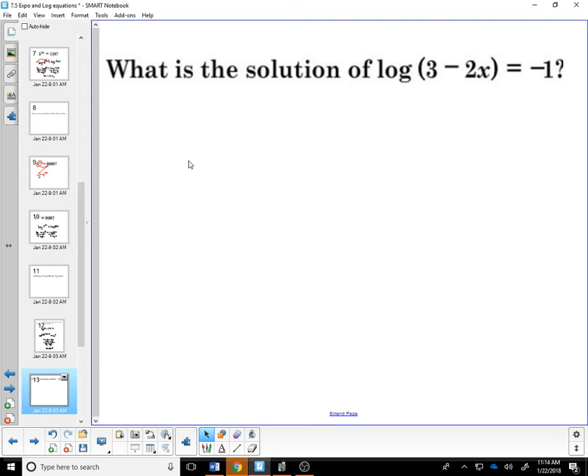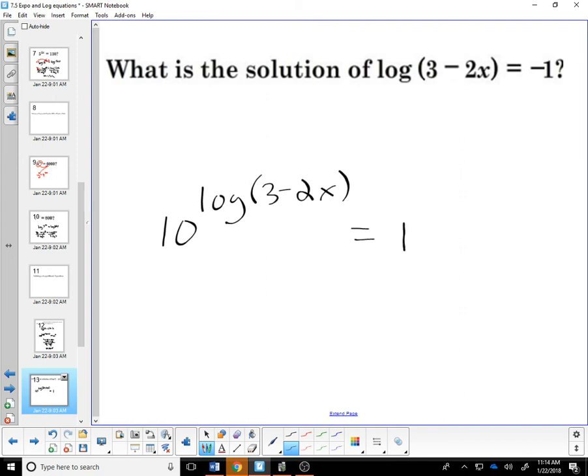Alrighty, let's get back to him. Same situation as before. I want to get rid of those logs. What can I do here? I can go base 10 on both of those, so I can make them exponents. So this becomes base 10 log of 3 minus 2x. That becomes 10 to the negative 1. So here, logs are opposite of each other, or inverse, I should say. And that's going to give me 0.1.